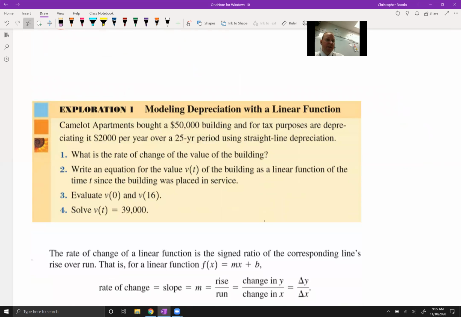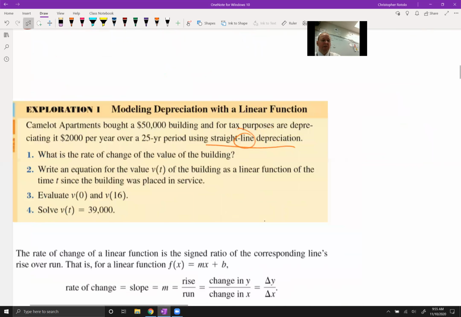All right. So the Camelot Apartments bought a $50,000 building. And for tax purposes, they are depreciating it $2,000 per year over a 25-year period using a straight line depreciation. Okay, so they're telling you this is to be linear. What's the rate of change? So here's the thing that's going on: we want to find out a couple different numbers.